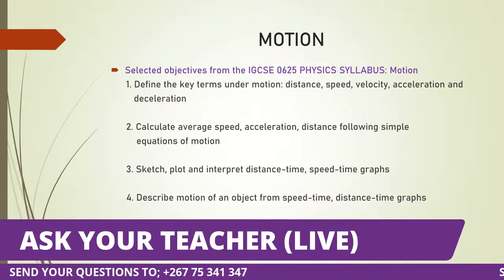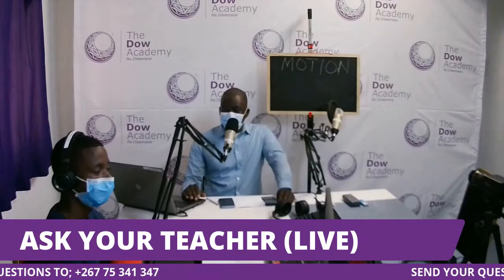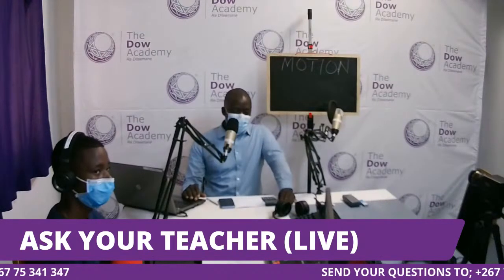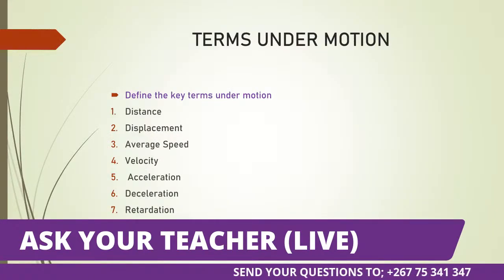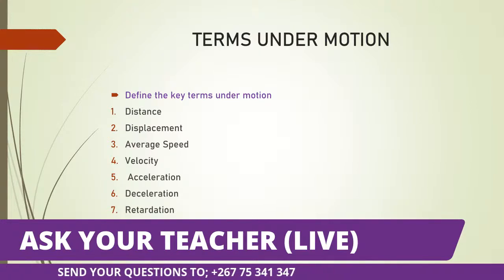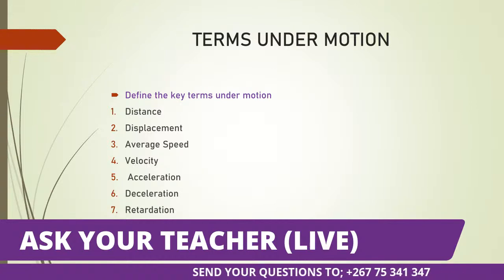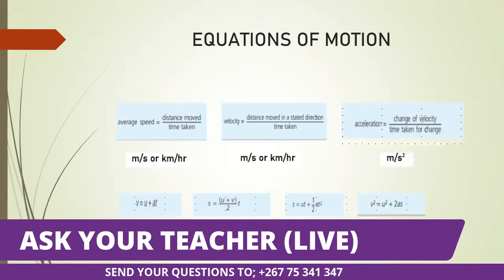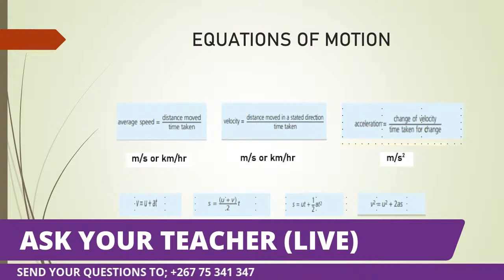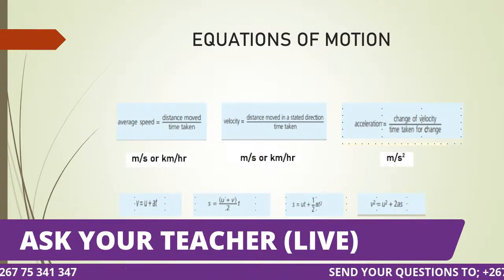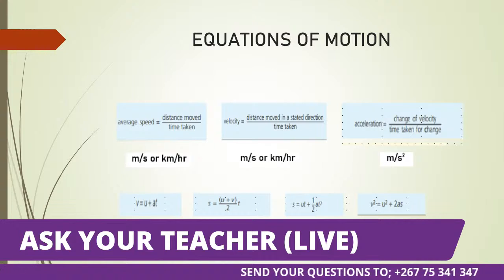The terms that we need to know include distance, displacement, average speed, velocity, acceleration, deceleration, retardation. So you need to go through these terms as you prepare for your lesson. Distance, the length between 2 points measured in meters. Displacement, same as distance, but this one has got direction.